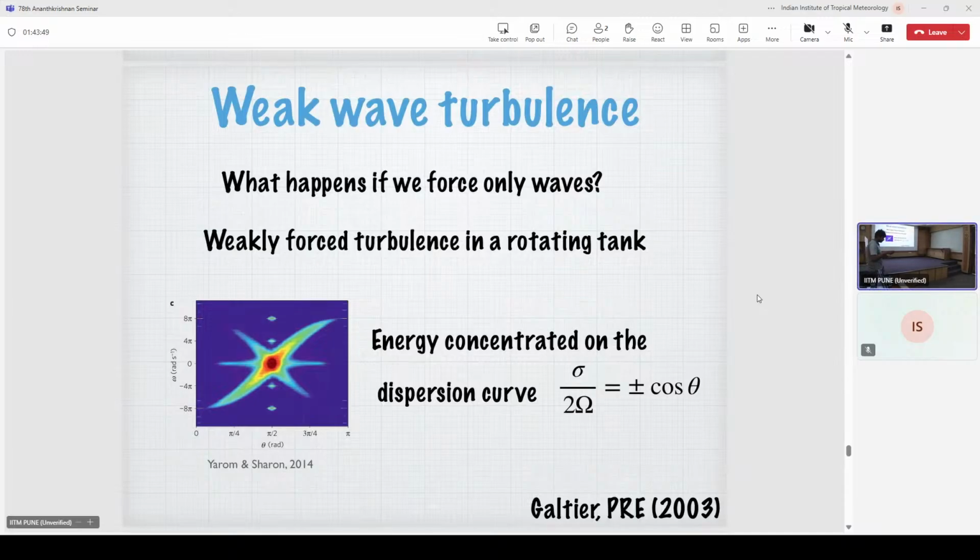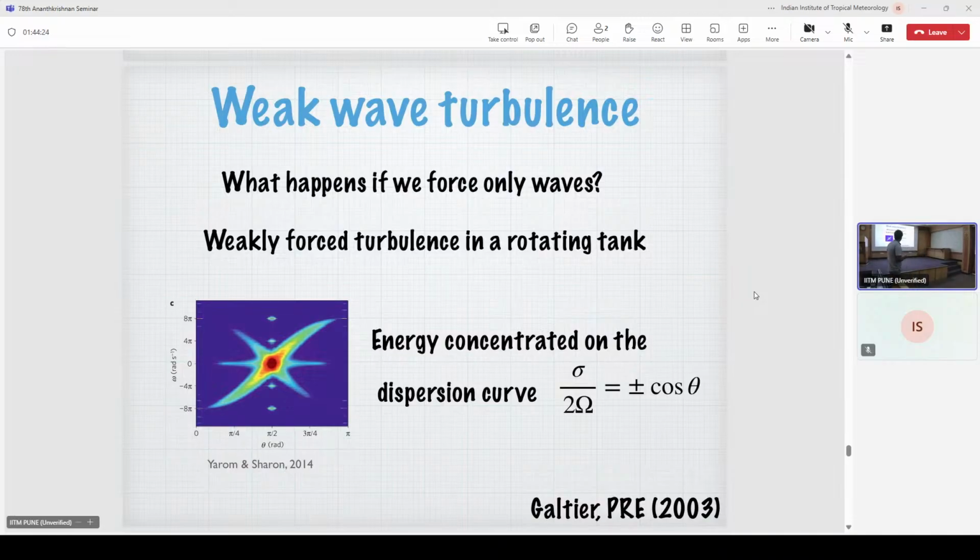So this is if you have waves that are being excited by vortices. Recently there are some experimental results which also look at what happens if you only force waves. So you take a rotating tank, and instead of putting a propeller there, you look at a wave. You can generate waves using a wave maker. So you have plates which are rotating, so you have a time-dependent forcing that you introduce, and then you ask the question, what is the turbulence that is driven by only waves? This is called weak wave turbulence theory, or the turbulence driven by weakly nonlinear waves, right?